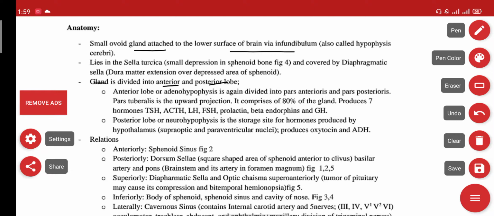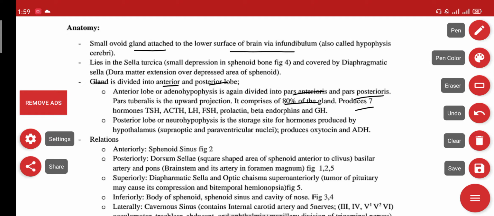But first, the anterior gland, which is again divided into the pars anterioris and pars posteriorus. This is the main gland, and it comprises about 80% of the gland, and it produces 7 different types of hormones: TSH, ACTH, LH, FSH, prolactin, beta endorphin, and growth hormone. So all these hormones are produced by the anterior pituitary.